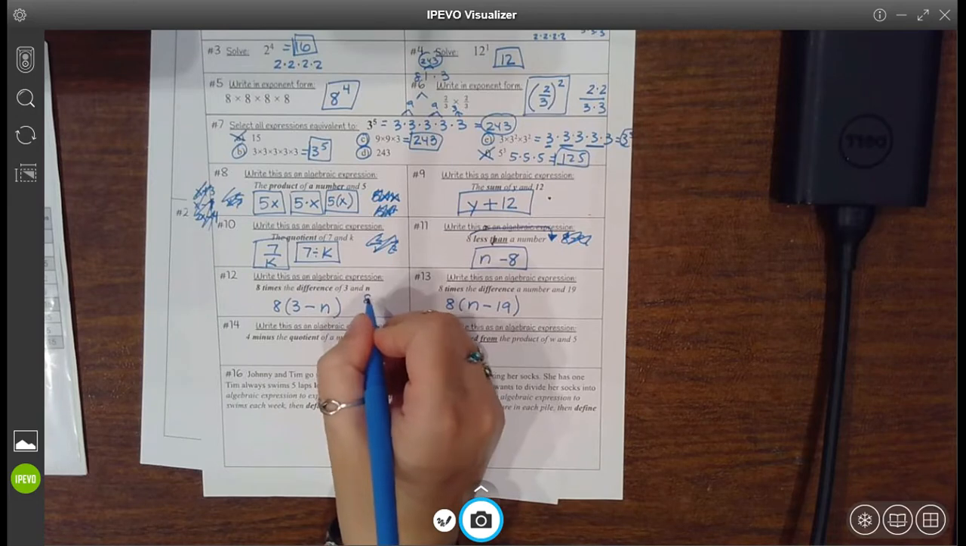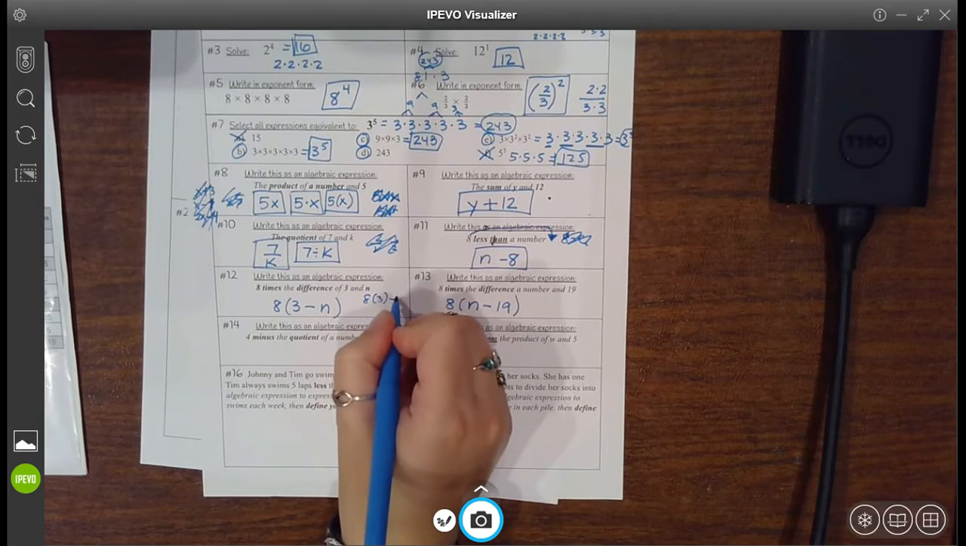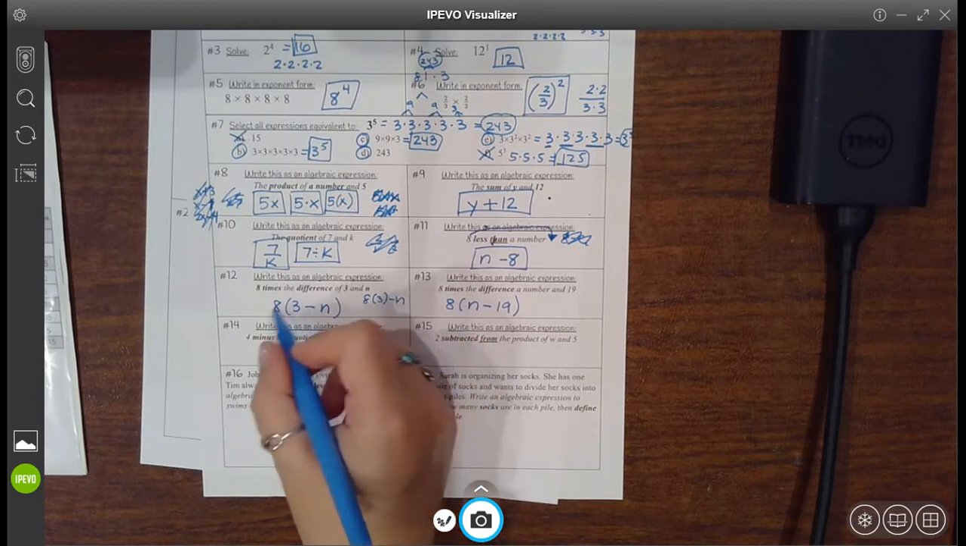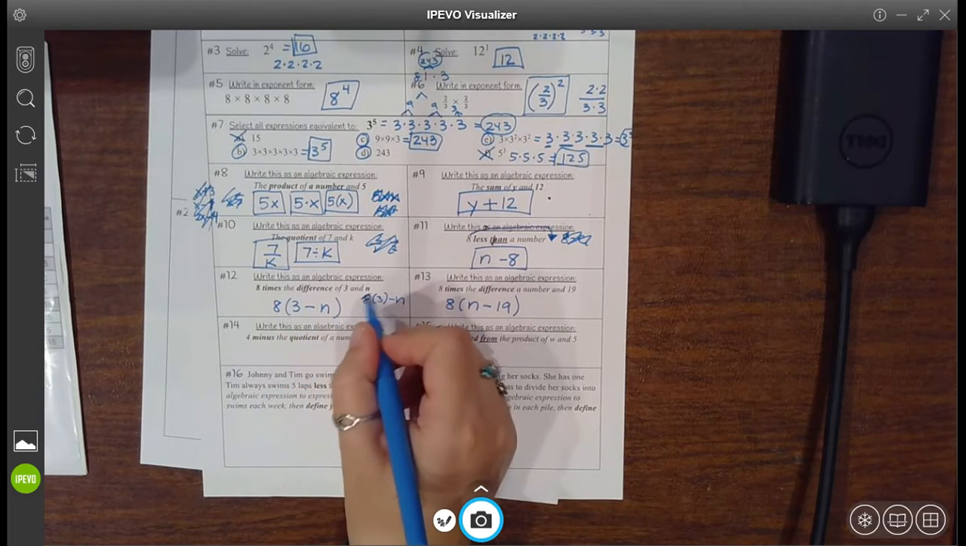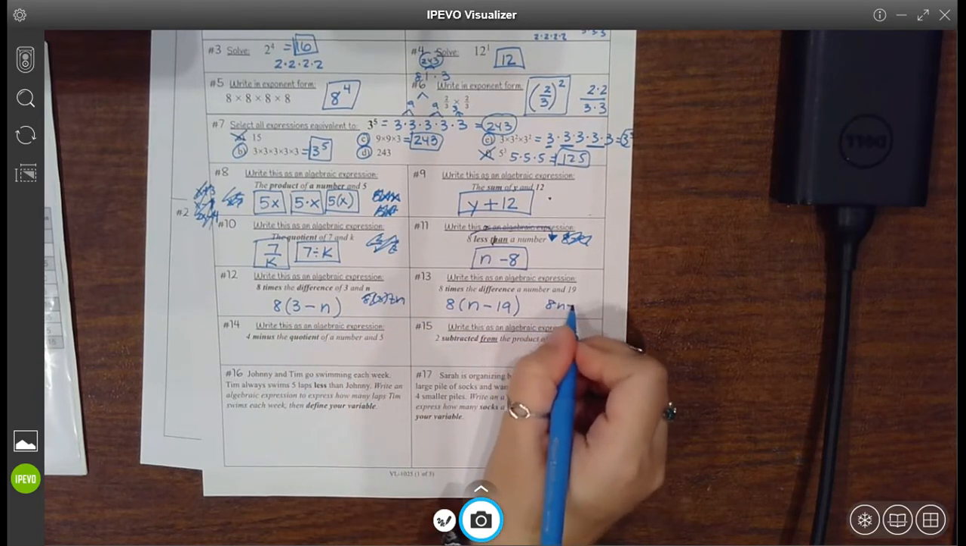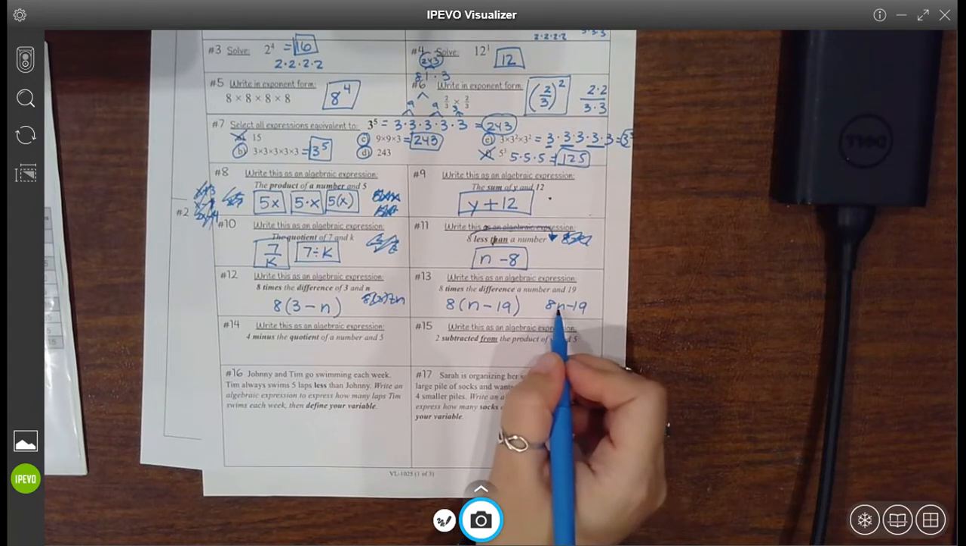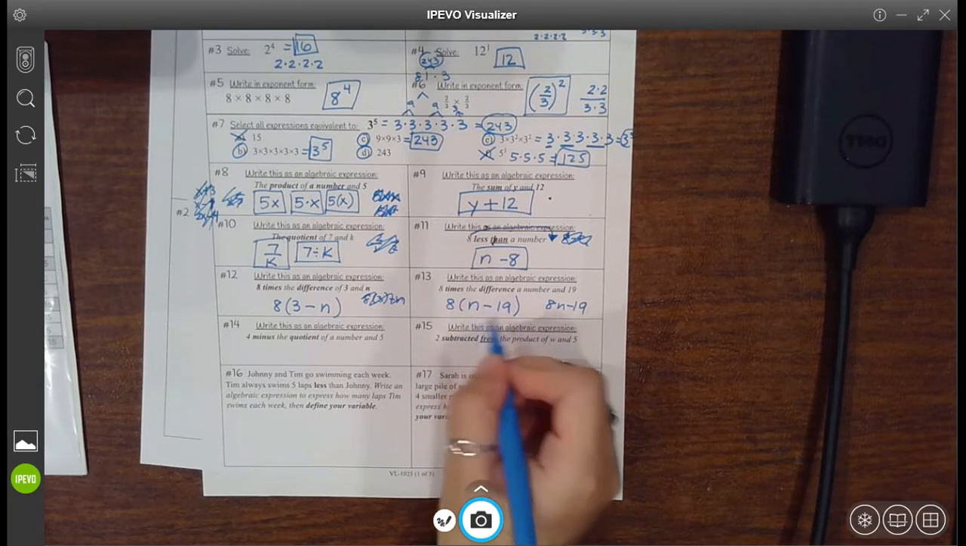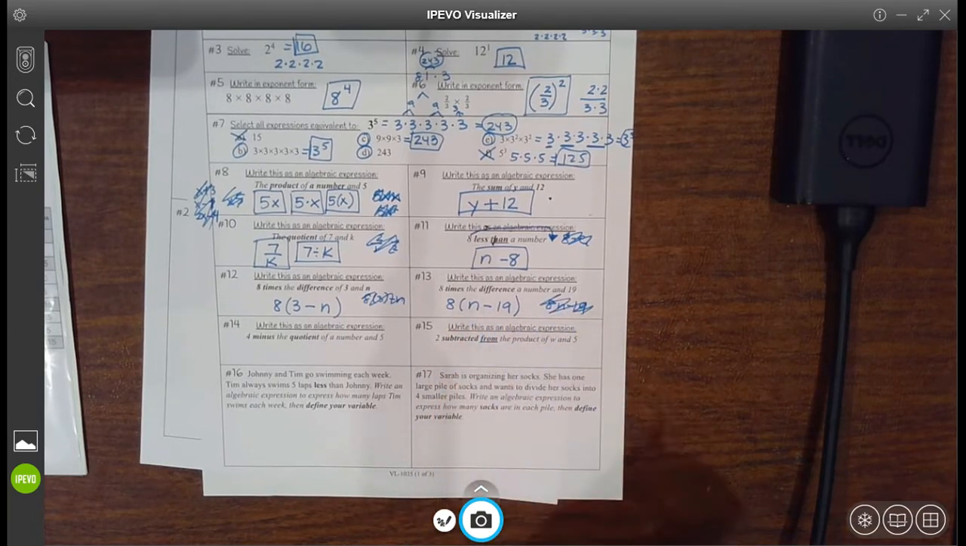Now, if you didn't have those parentheses and you just did this, that's very different. That's just saying 8 times 3, but I want 8 times that whole difference. So this is wrong. Okay, this is wrong here. This is just saying 8 times some number, and then you're subtracting 19. I want 8 times that whole difference. So please make sure you include the parentheses for those.